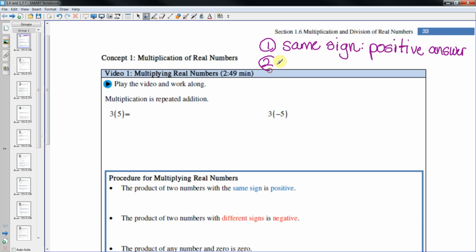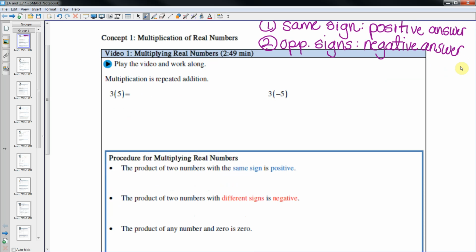If you have opposite signs, you're going to have a negative answer. So let's look at these. 3 times 5. Well, it's a positive 3 times positive 5. That gives me positive 15. Don't make them harder than they are. A 3 times a negative 5. Opposite signs, so that gives me negative 15.